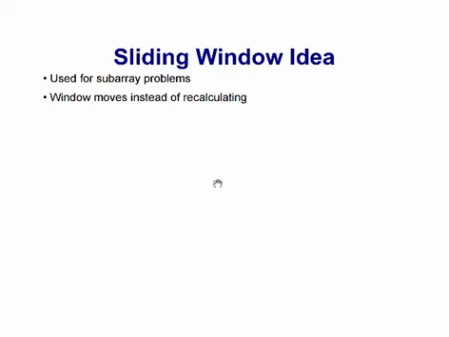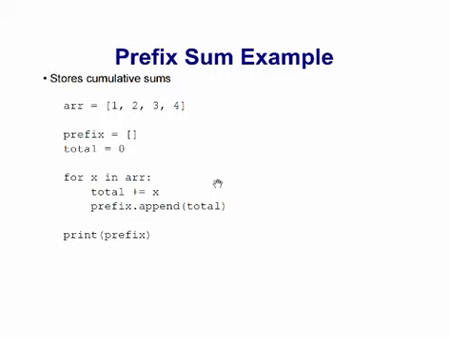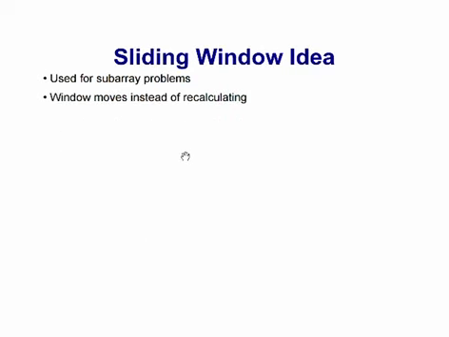So let us take this as an example. If I say the window size is 2, first 1 and 2 are printed, in the next line 2 and 3 are printed, and in the next line 3 and 4 are printed. This is the sliding window idea.